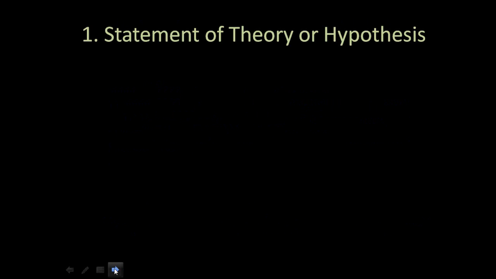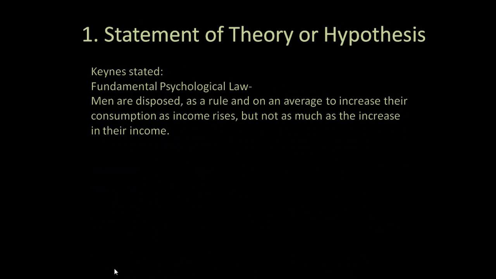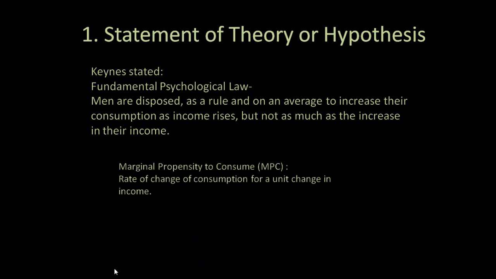In the first step, we have to establish a statement of theory. I have taken the example of the fundamental psychological law given by Keynes, in which he stated that men are disposed, as a rule and on average, to increase their consumption as income rises, but not as much as the increase in their income. We know that the marginal propensity to consume, the MPC, is the rate of change of consumption for a unit change in income. So as per Keynes, MPC should be greater than 0 but less than 1.